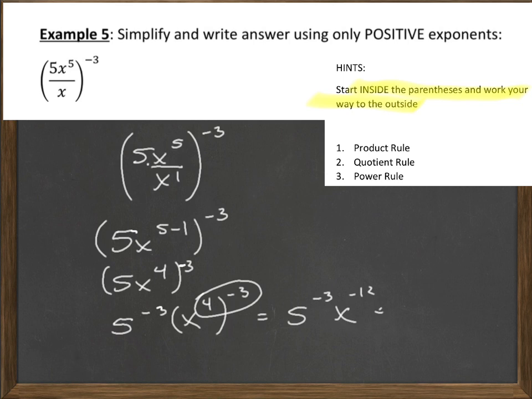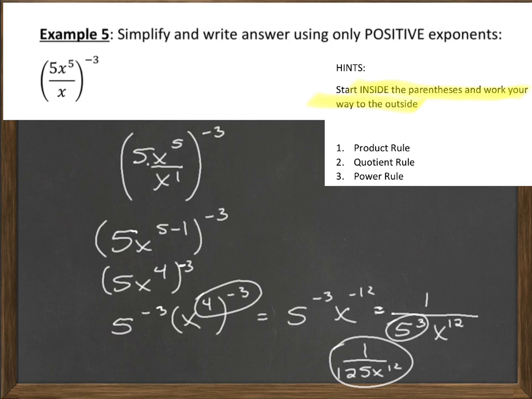Now we will try to make our tenants happy. 5 to the negative third is unhappy. We move him into our basement apartment, so he becomes 5 to the positive third. X to the negative 12th is upstairs and unhappy, so we move him downstairs into our basement apartment. It becomes x to the positive 12, and we put 1 in the numerator just as a placeholder. We're almost done. We just have to evaluate 5 to the third power. It is 125. So we have 1 over 125x to the 12th power, and that's our final answer.